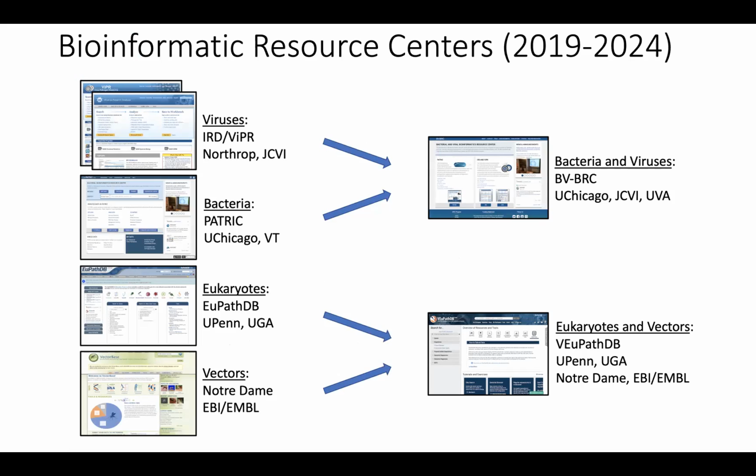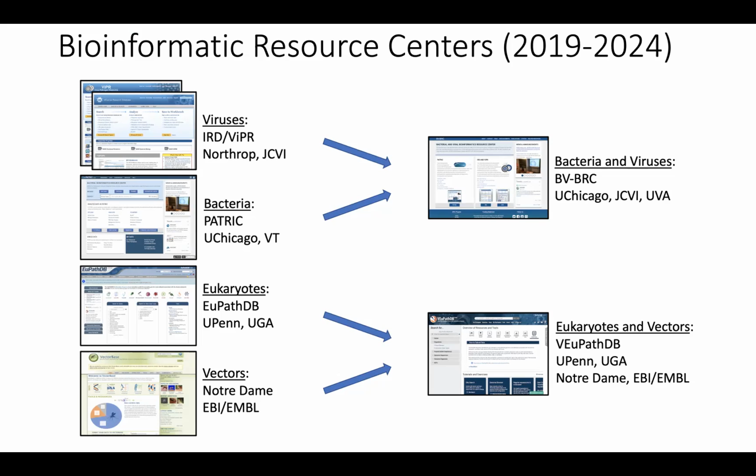If you are not familiar with the Bioinformatics Resource Centers, these are databases that are funded by the NIAID at the NIH to give researchers an easy way to explore bioinformatic data and to use bioinformatic tools to analyze bioinformatic data relating to particular pathogens, called category A through C pathogens, that are of particular importance to humans.